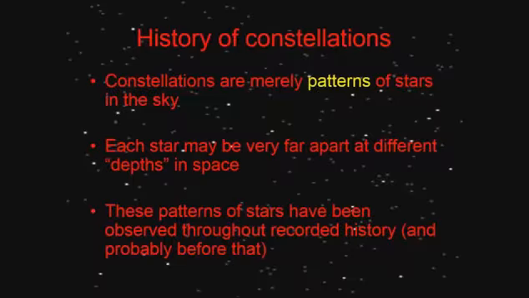So constellations are merely patterns of stars, and the stars in a constellation don't actually have any physical interaction with each other whatsoever. The stars are very far apart, different depths in space, different distances from you. And those patterns of stars have really been observed by people ever since they were on the planet. They've changed somewhat, but they do still have some meaning for us.